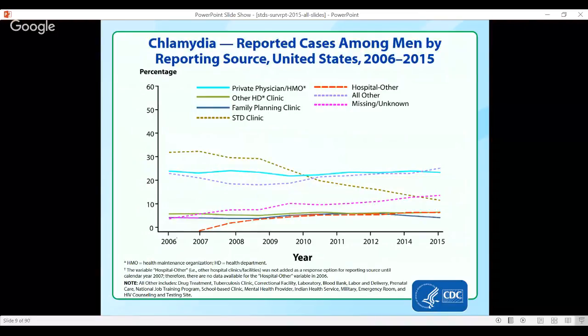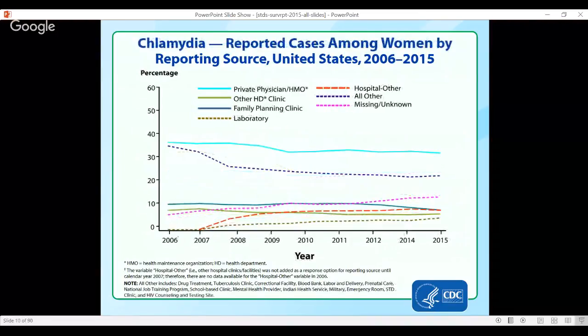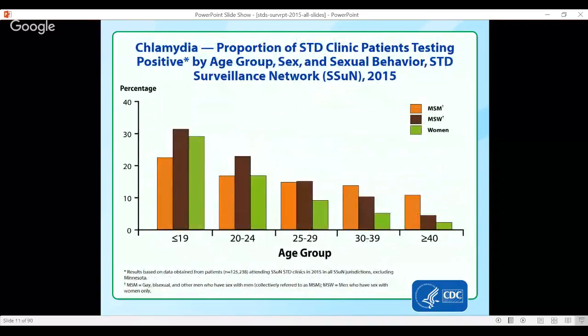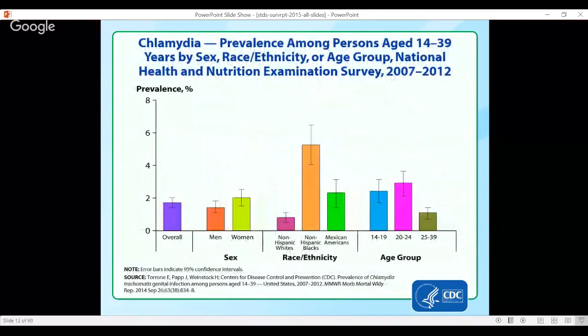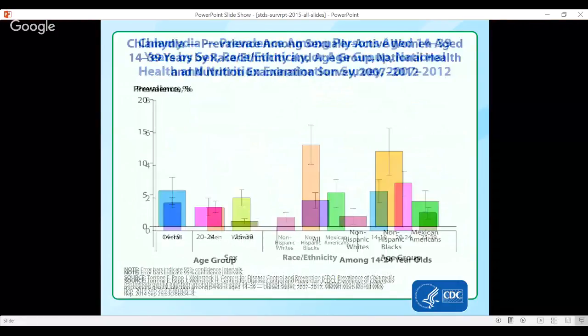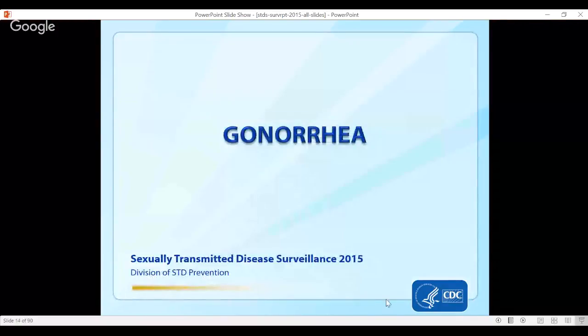This one I'm going to skip. This is cases reported by reporting source. This is the same thing, but among women. I'm also going to skip the STD clinic data and get to the gonorrhea section.